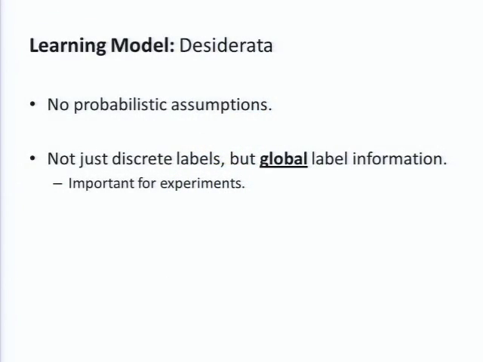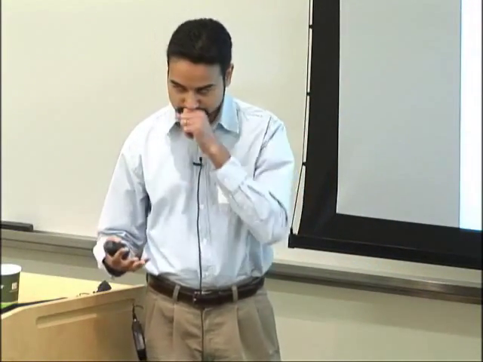Okay, so let's talk about the learning model. So what do we want from this learning model? Remember that we want to lift the burden of having to model how users select examples to label. So we don't want to make any probabilistic assumptions about how those examples are chosen.